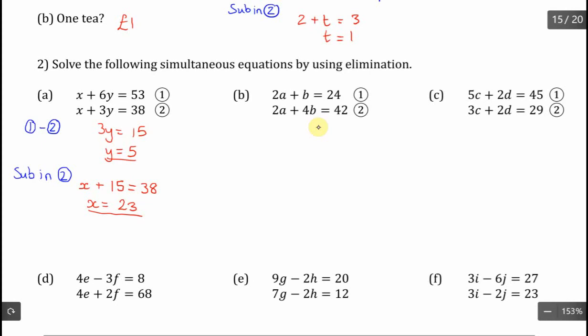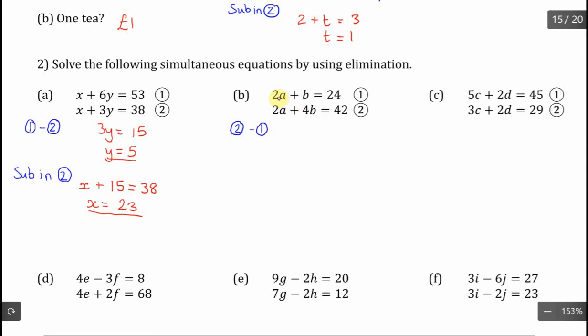Now, moving on to question B. We've got 2a in the first equation, we've also got 2a in the second equation. So they have the same coefficient. So again, to get rid of the a's, we're going to subtract one equation from the other, but this time in the second equation, the other two things are bigger. So we're going to do equation 2, take away equation 1.